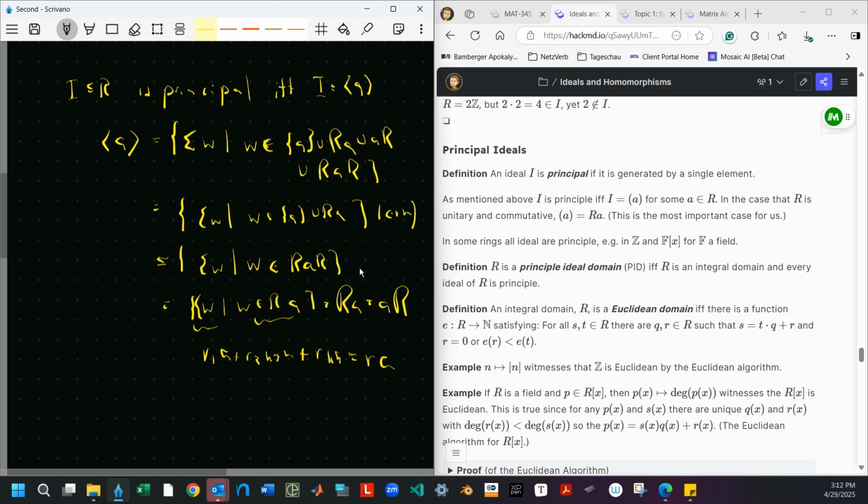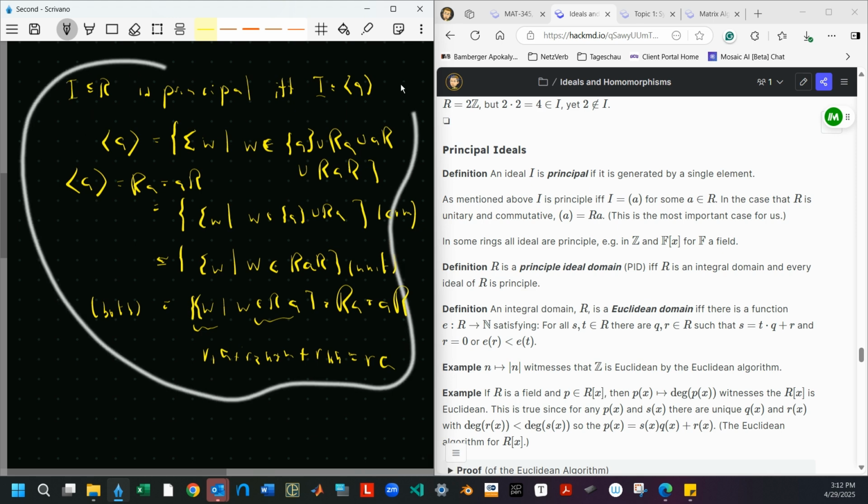So this is with unit, and this is with both. Most of the time below, we're going to be interested in the case where we have both. So I'm going to pretend all throughout here that an ideal generated by A is just RA, or AR, it doesn't matter which direction I do that in. So just to remind you, that's what a principal ideal is.